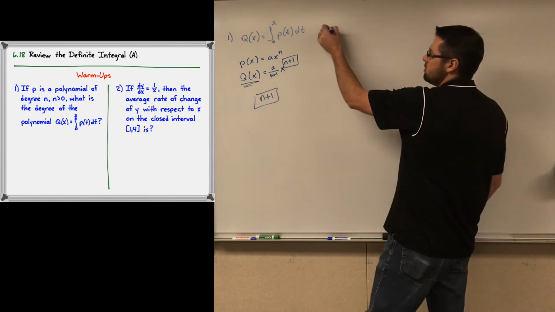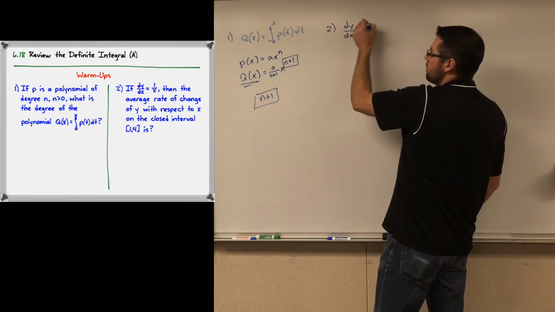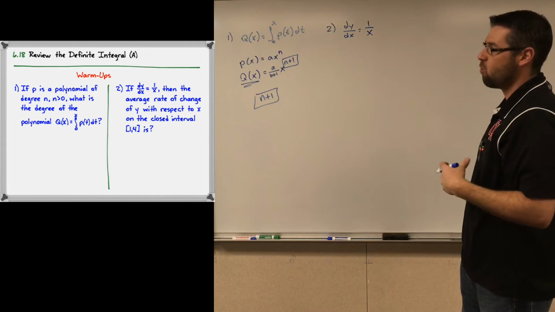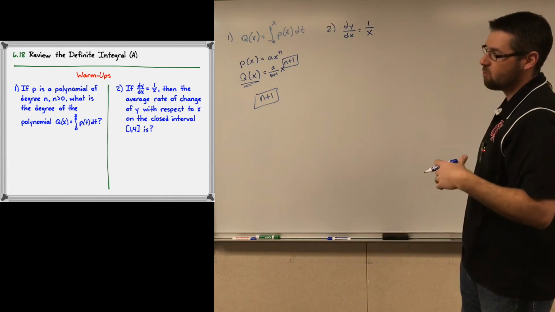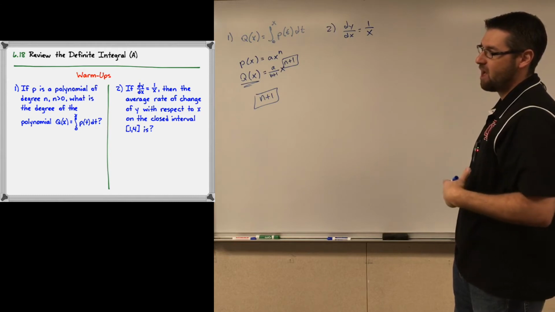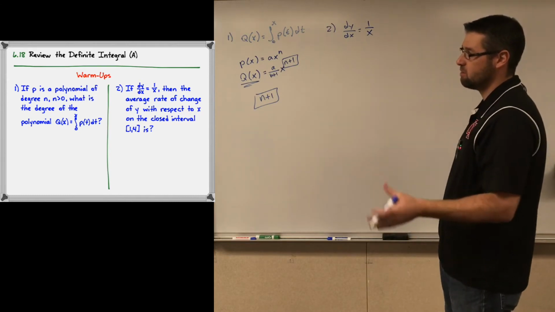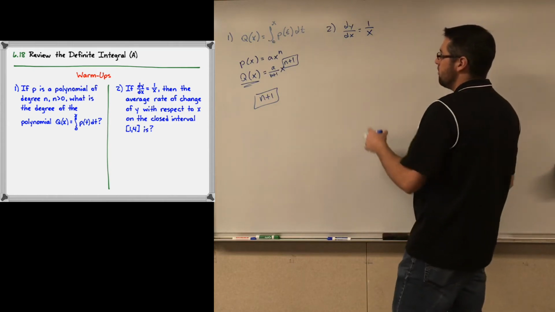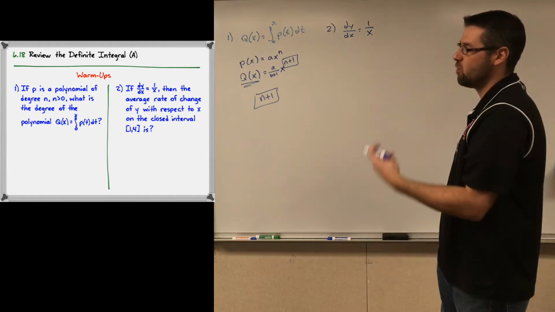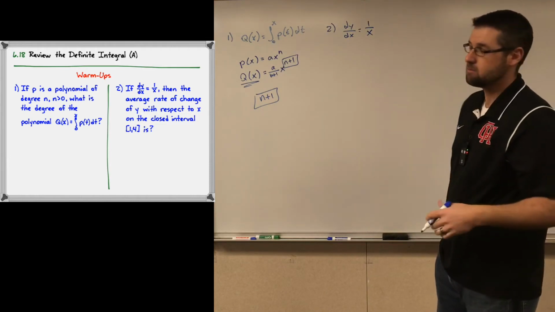Okay. Number 2, it says dy dx equals 1 over x, and we're looking for the average rate of change of y. Now, there's a couple different ways to go about this, but hopefully we can make a connection between the idea of average rate and average value. They are related. They're not the same thing, but they're related to each other in comparison. So if dy dx equals 1 over x, and we're looking for the average rate of y, we need to know what y is, in theory.